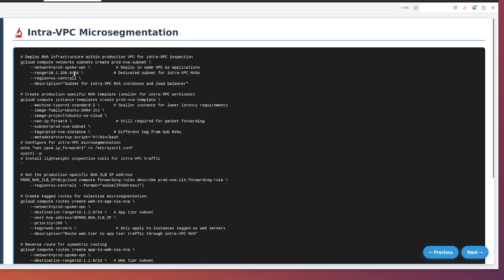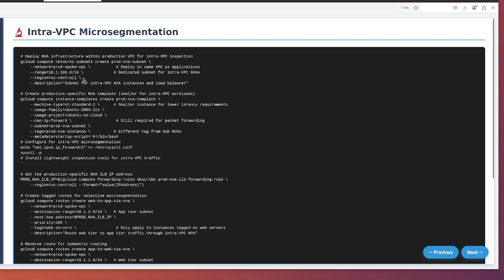The approach here is to deploy NVA infrastructure directly within the production VPC rather than relying on a separate hub VPC. This reduces latency for intra-VPC communications but requires more careful planning to avoid IP conflicts. The prod NVA subnet gets its own IP range, 10.1.100.0, that doesn't conflict with the existing web and app subnets. This subnet hosts the NVA instances and the internal load balancer that serves as the inspection point.